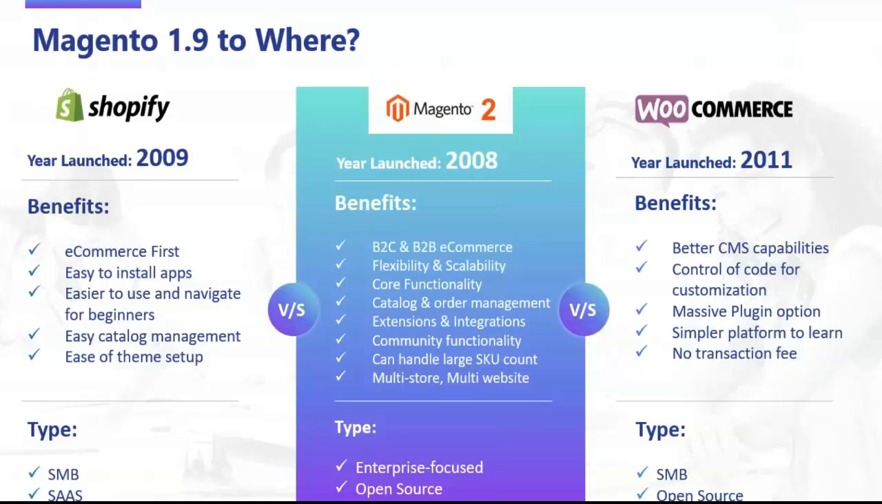And at left hand, we have Shopify, a very emerging e-commerce platform, I would call it. As you can see, it was established and launched in 2009. So if you look at the launch of Magento, it's 2008, and WooCommerce in 2011. So there are differences. You can read it on my slide as well.